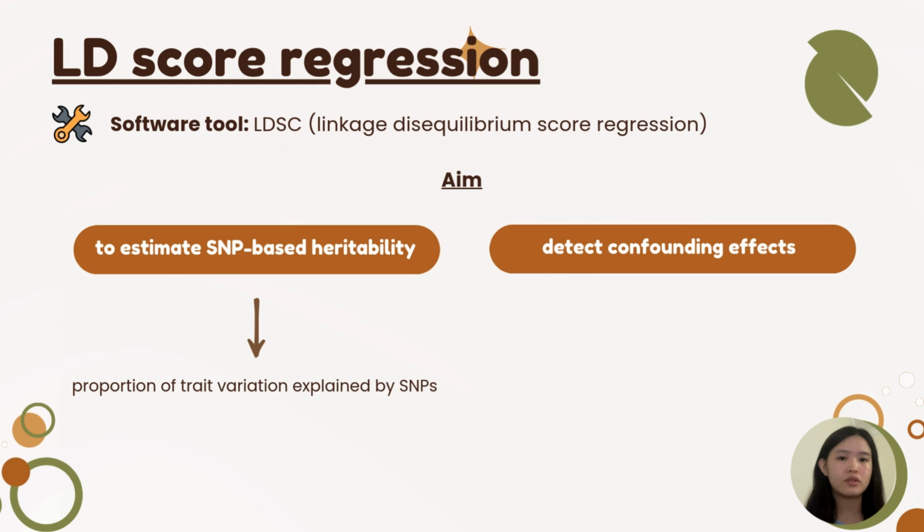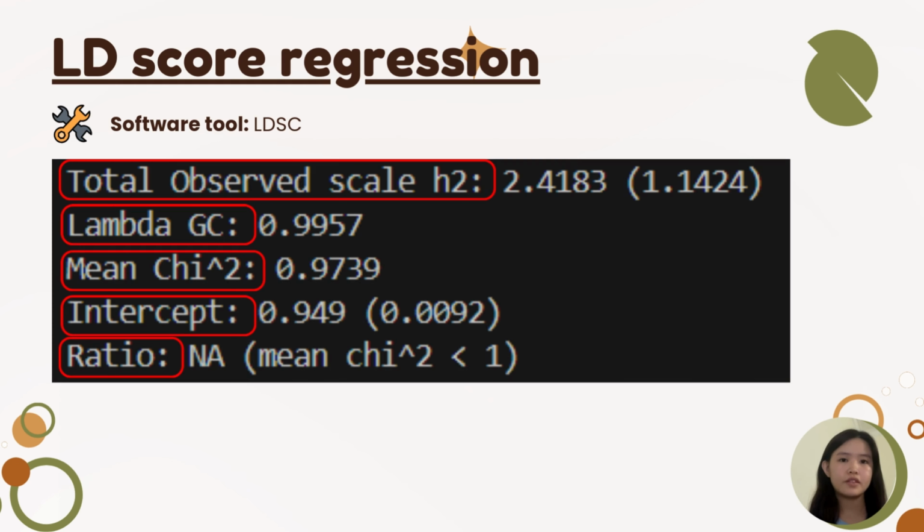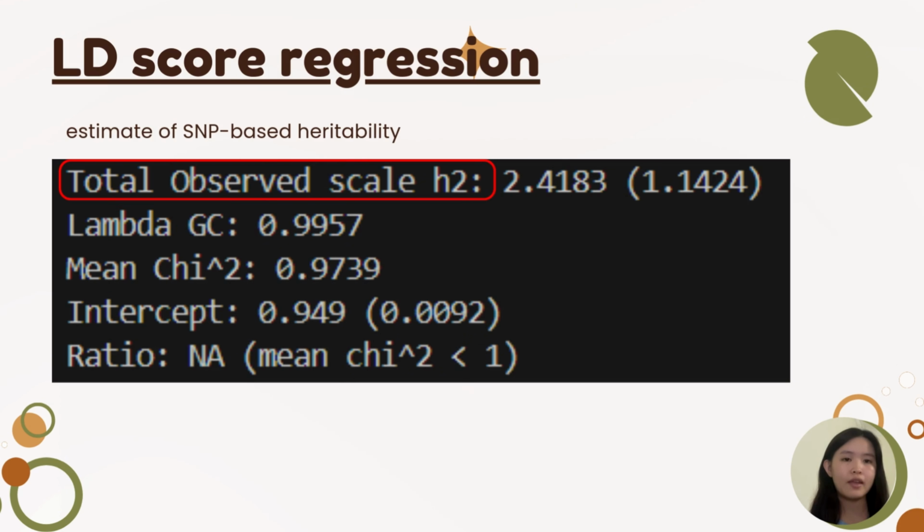We perform the LD score regression using another software tool called LDSC to estimate SNP-based heritability, which is the proportion of trait variation explained by SNPs, and detect confounding effects using only summary statistics. This picture shows the result of our LD score regression with metrics including total observed scale h-square, lambda GC, mean chi-square, intercept, and ratio. Total observed scale h-square is the estimate of SNP-based heritability, the proportion of trait variance explained by the SNPs used in the analysis.